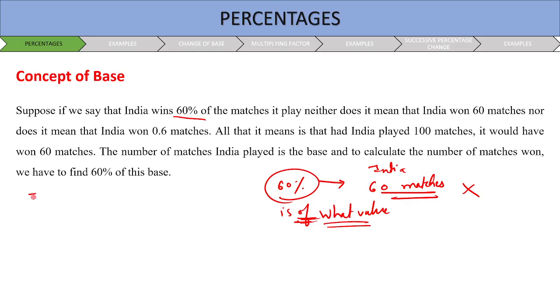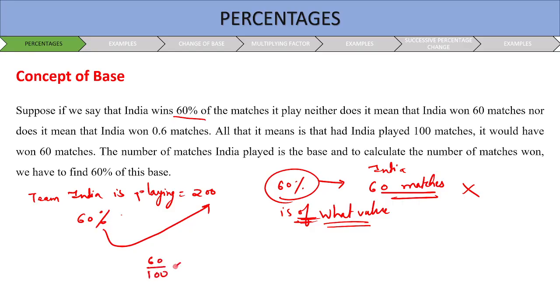Let's say if in a year, Team India is playing 200 matches, and I'm saying that India is winning 60% of the matches. Then this 60 percentage is of the value 200. That will be 60 by 100 into 200, which means 120. So Team India is winning 120 matches. If the total matches they played is, let's say, 100, then you can say Team India is winning 60 by 100 of 100, that is 60 matches.